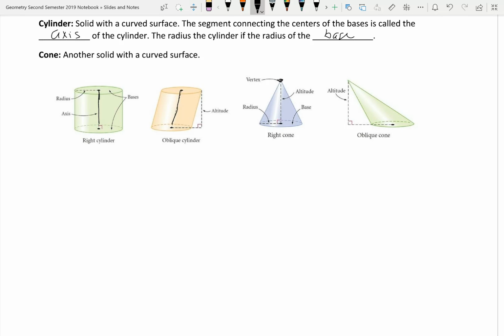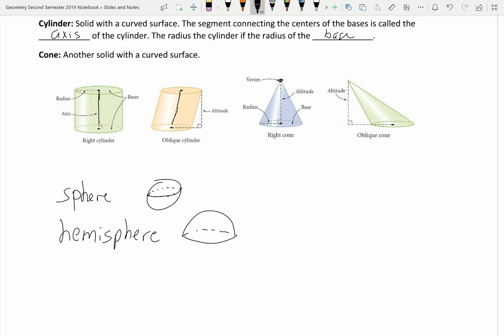In the homework, you'll also see the word sphere and hemisphere. A sphere is basically a ball. A hemisphere is half of a ball. So a sphere, hemisphere.